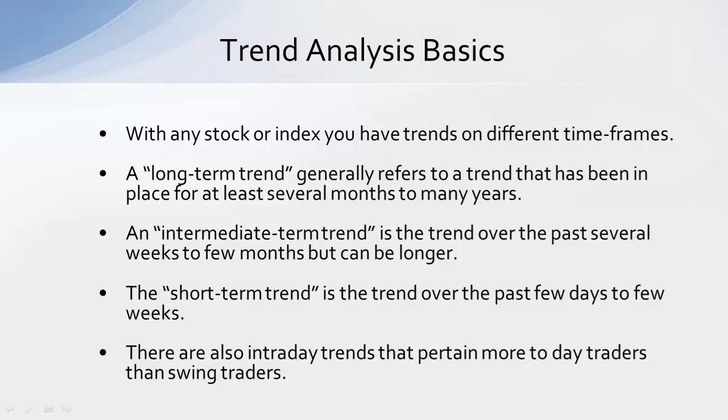stock. And I want to get back into trend analysis basics because as a beginning swing trader, or one that's been swing trading for a while, it's very important to understand the different trends that go on with a stock or index, on these different time frames. The long-term trend, when I refer to that, generally means a trend that's been going on for at least several months to many years. In the case of the S&P 500, it was in a strong long-term uptrend for a number of years. An intermediate term trend is a trend over the past several weeks to a few months, but can be longer. And the short-term trend is a trend over the past few days to a few weeks.